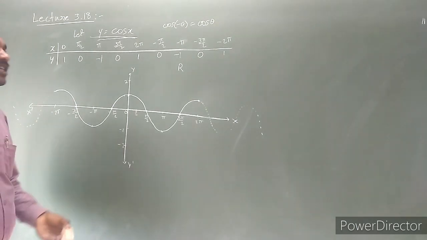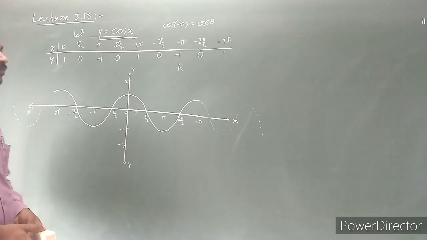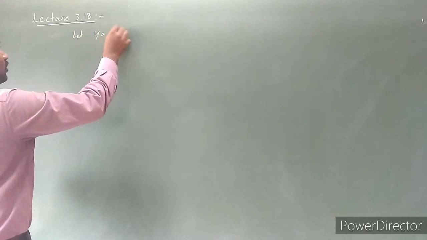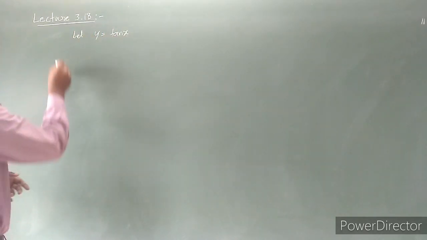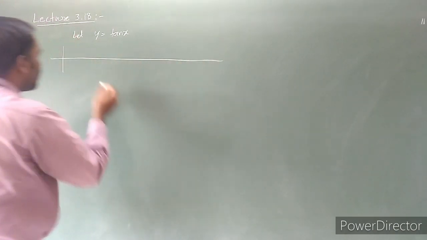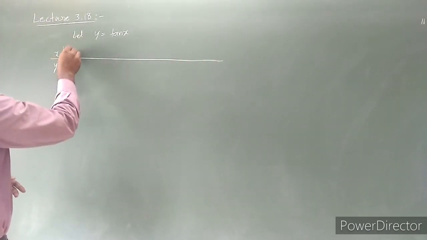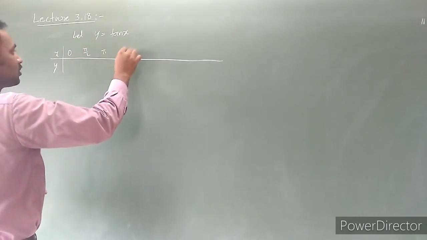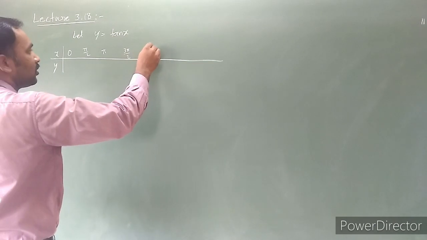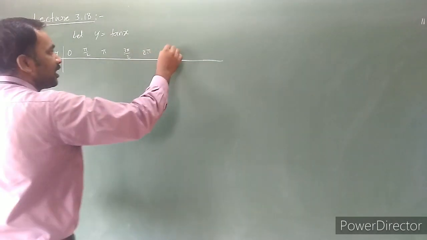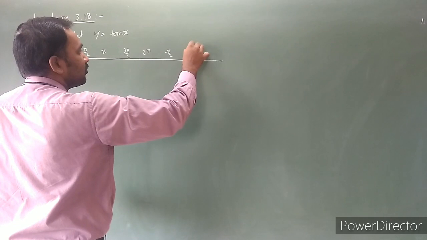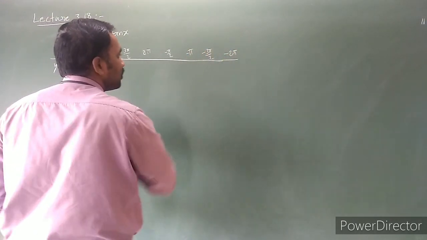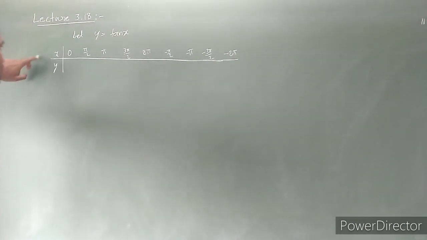Now, the next function graph is tan. Let y is equal to tan of x. Now, the corresponding x and y values. The same angle sizes are considered: 0, pi by 2, pi, 3 pi by 2, 2 pi, and negative angles: minus pi by 2, minus pi, minus 3 pi by 2, minus 2 pi. Corresponding y values, write the y values.